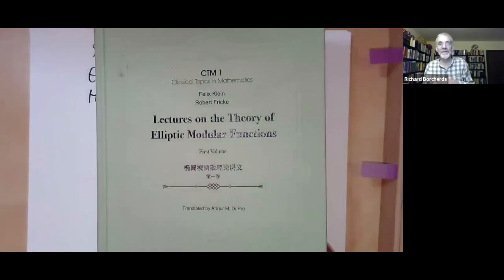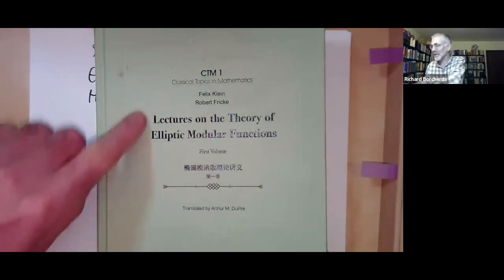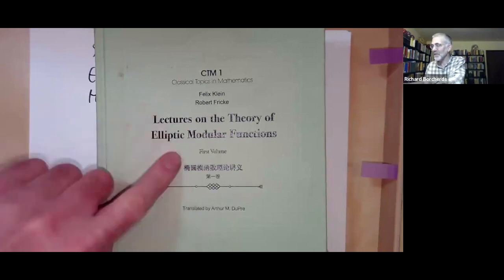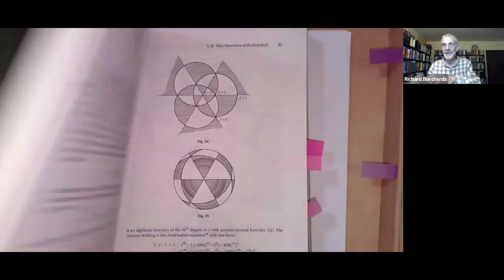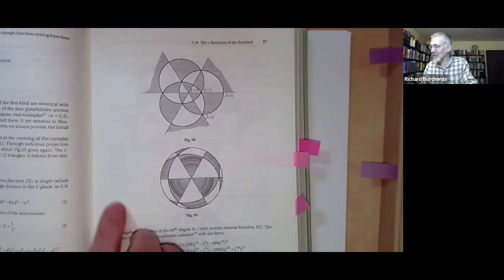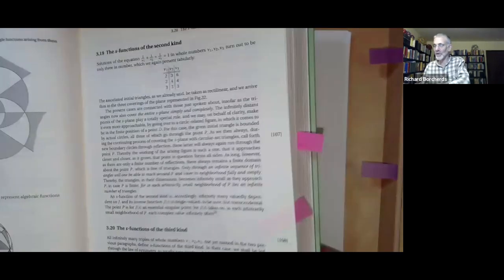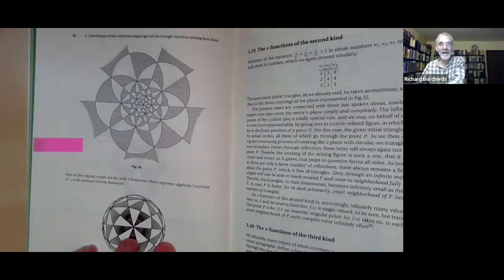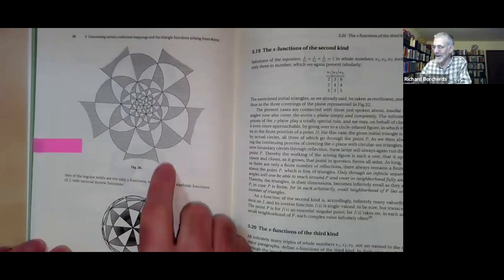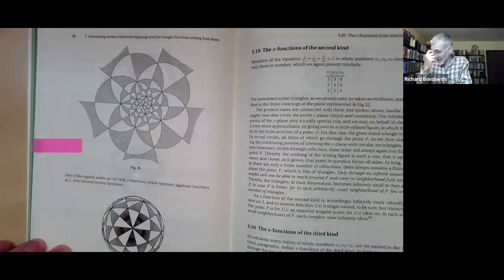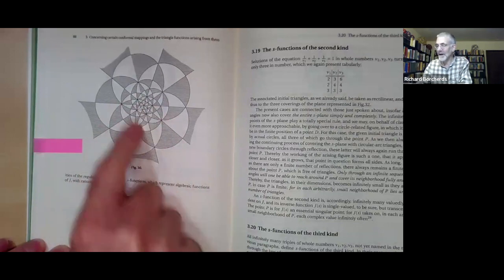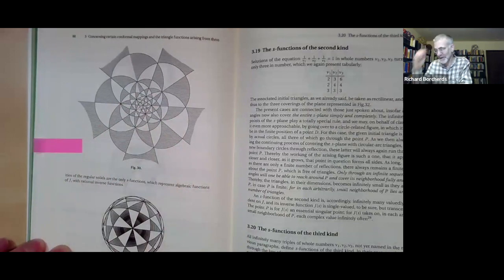elliptic modular functions. This has recently been republished as an English translation, if anybody has trouble reading the German. So here are some more rather fine examples of reflection groups. So this is actually the icosahedral reflection group. It's all the symmetries of an icosahedron.